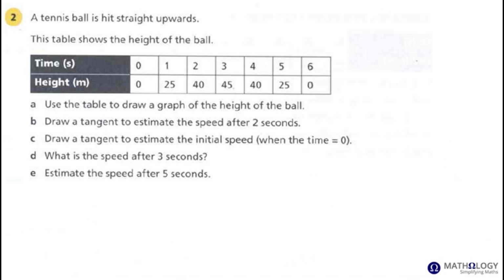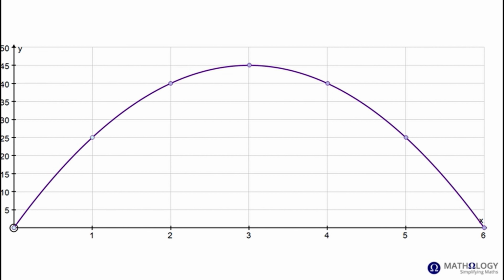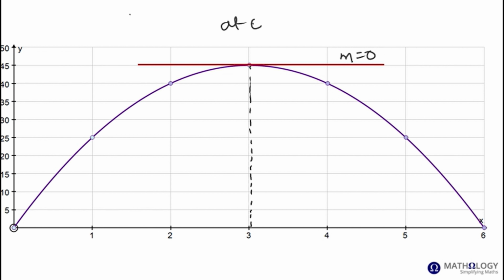What is the speed after 3 seconds? To determine the speed, because we're dealing with a distance time graph, the gradient gives us the speed. If we draw a tangent to the curve at t equals 3, it's a horizontal line. A horizontal line has a gradient of 0. So that means at t equals 3, the speed is 0 meters per second.